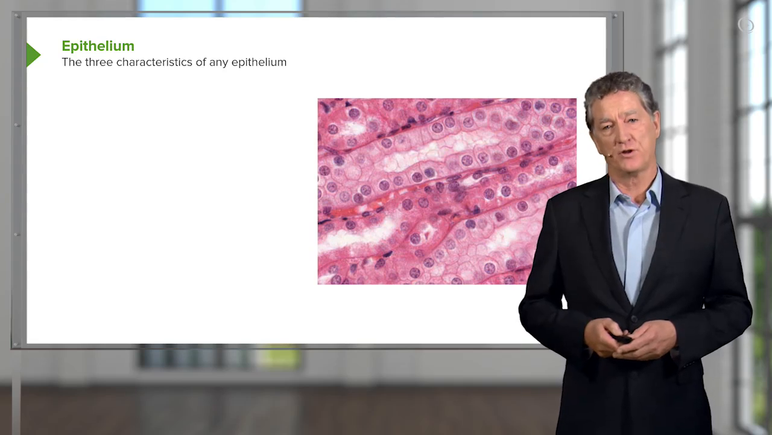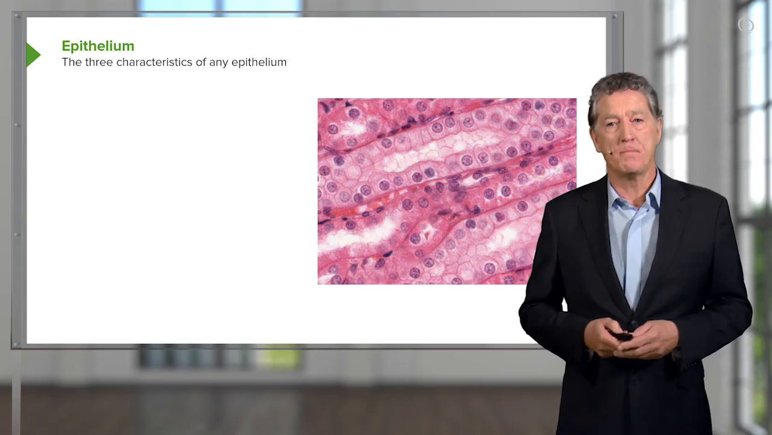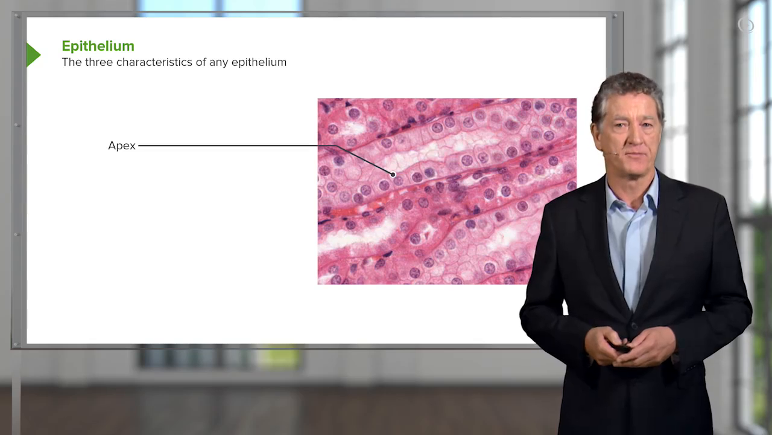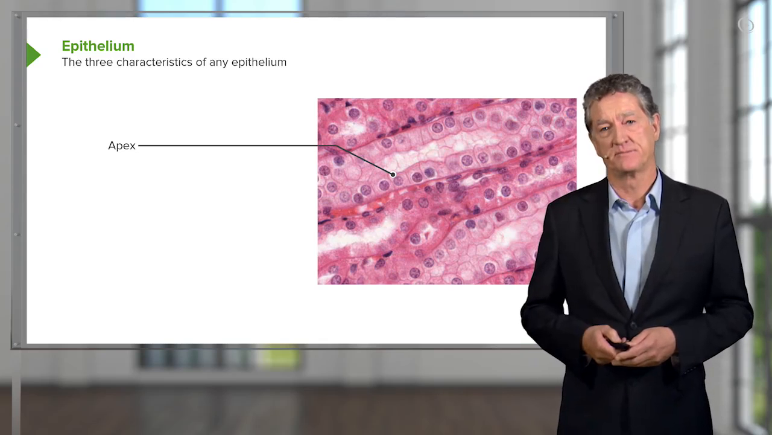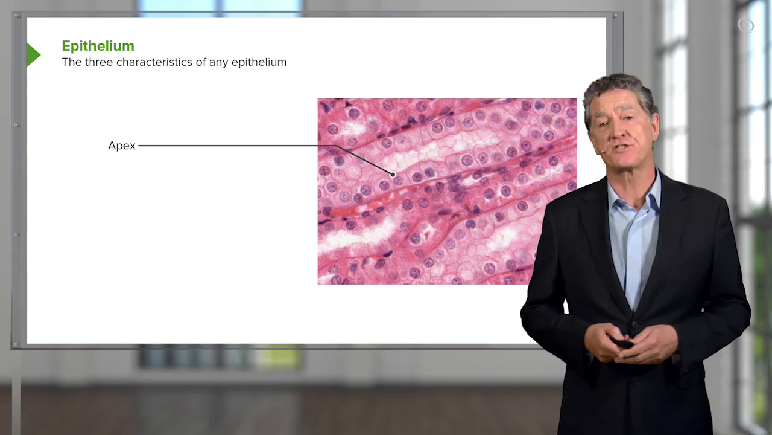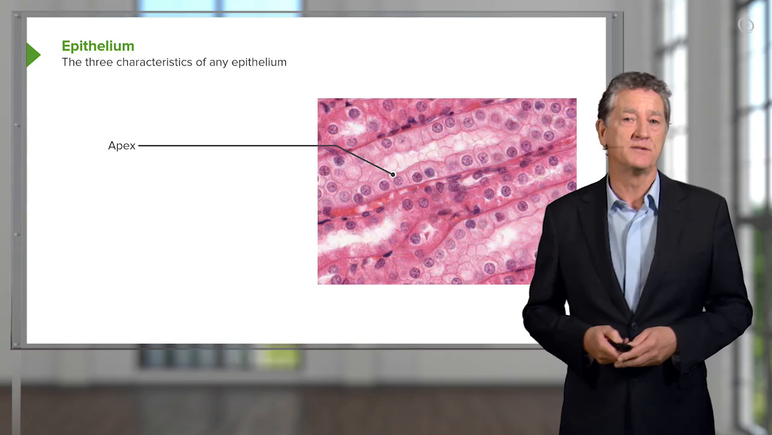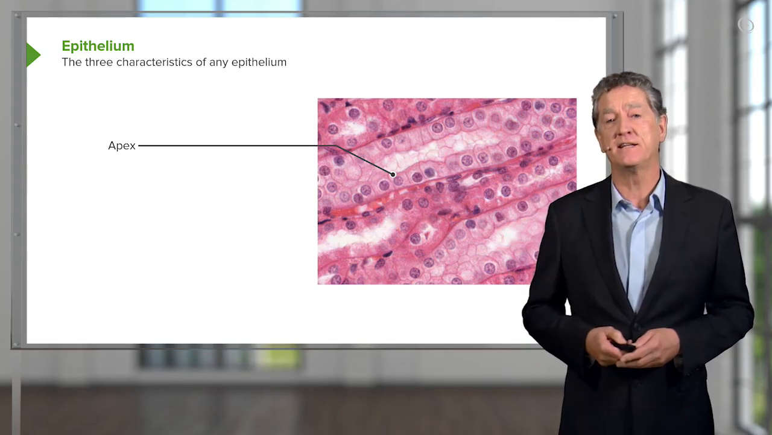It's very important, first of all, to understand what the characteristics of epithelium are. It has 3 major characteristics that really identify epithelia. Firstly, each of the epithelial cells has an apex, or a surface that's adjacent to the lumen, which is often a hollow tube. Here, you see a section through a collecting duct in the kidney.